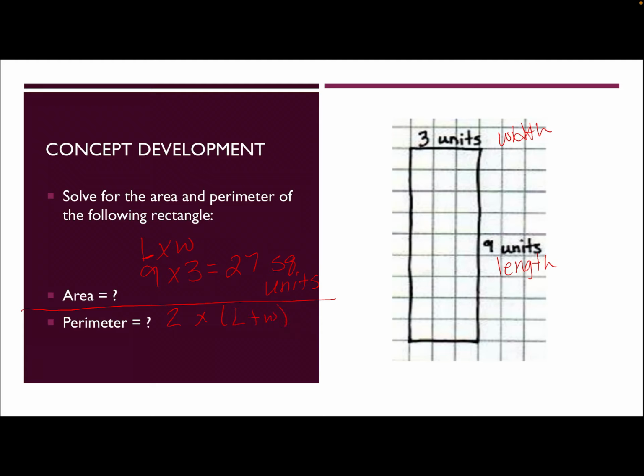For our perimeter, we know that it's 2 times the length plus the width. So if we plug in our numbers here, we've got 2 times 9 plus 3. Then we're going to solve what's inside the parentheses first, and that's going to give us 12. So 2 times 12 is 24 units. So our perimeter is 24 units. Our area is 27 square units.